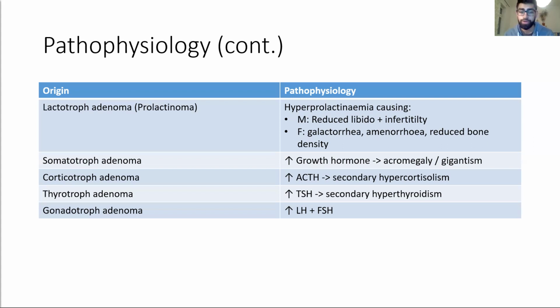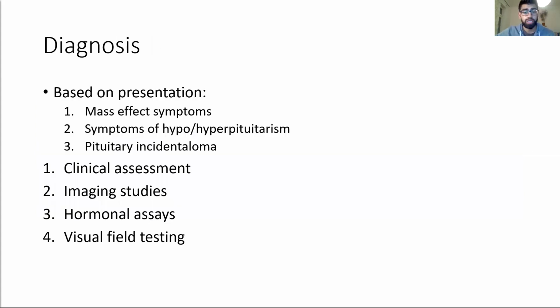So for example, hyperthyroidism, we're not talking specifically about the thyroid gland, otherwise that would be primary. So a thyrotrophic adenoma causes secondary hypothyroidism. Gonadotrophic adenoma, obviously the gonadotrophic cells produce luteinizing and follicle stimulating hormones, so elevated levels of both can be found in the blood. In terms of the diagnosis, it can be made based on presentation first and foremost.